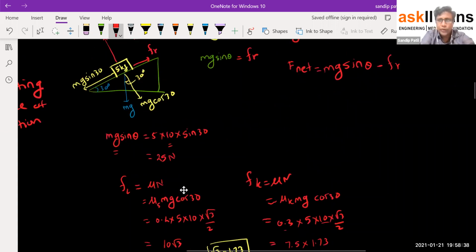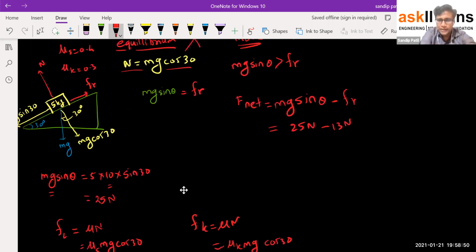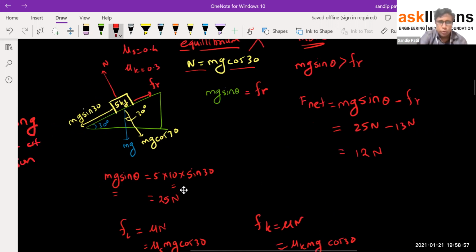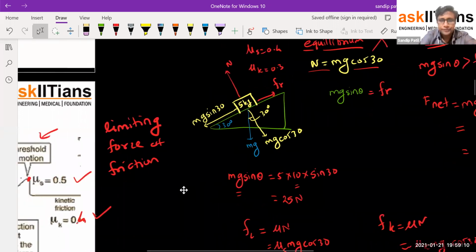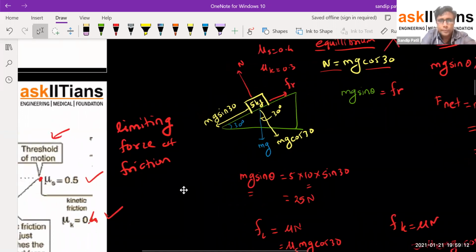So now when we are calculating the F net, first of all, let's substitute this value, that is 25 Newton, minus the frictional force, 13 Newton. So what answer am I going to get? 12 Newton. So the net force on this block is 12 Newton, and with that much force, the block is going to come down. Obviously, the block is in motion.